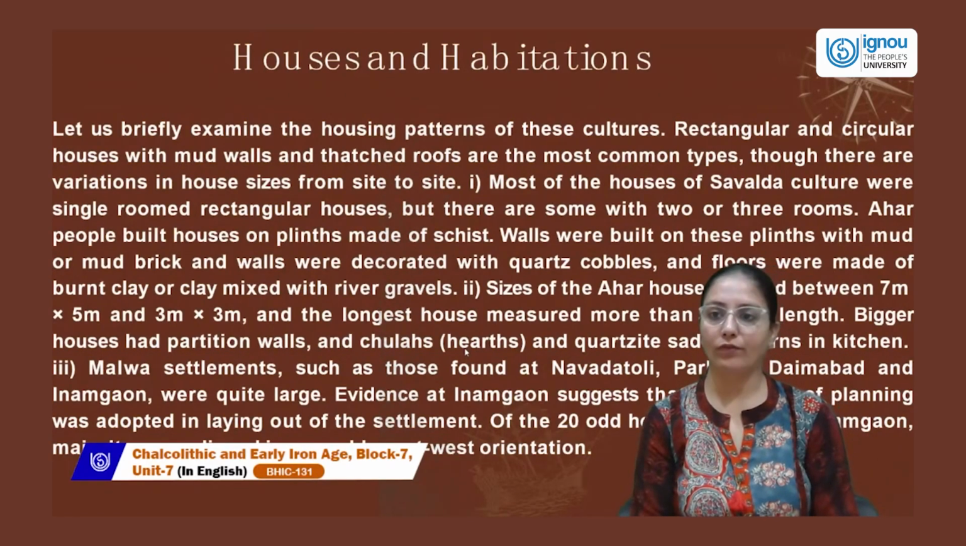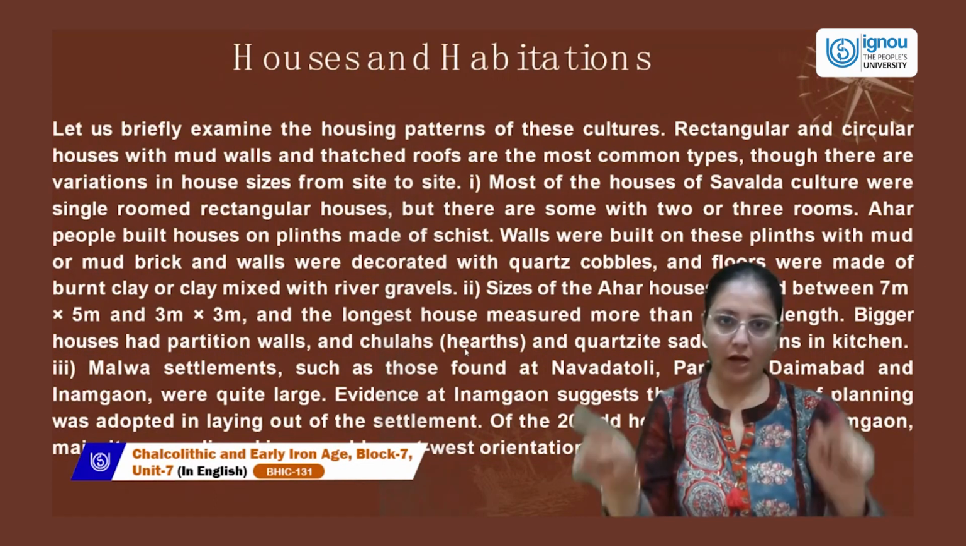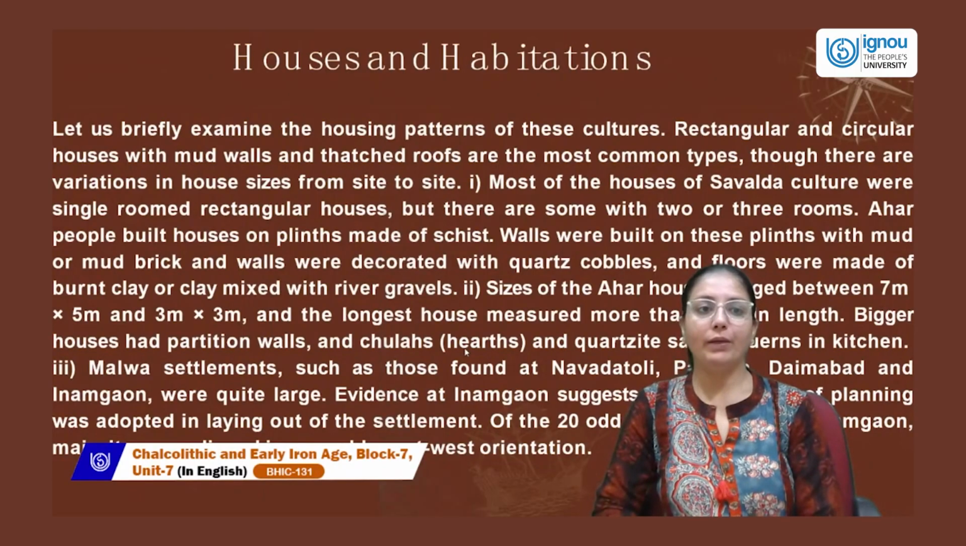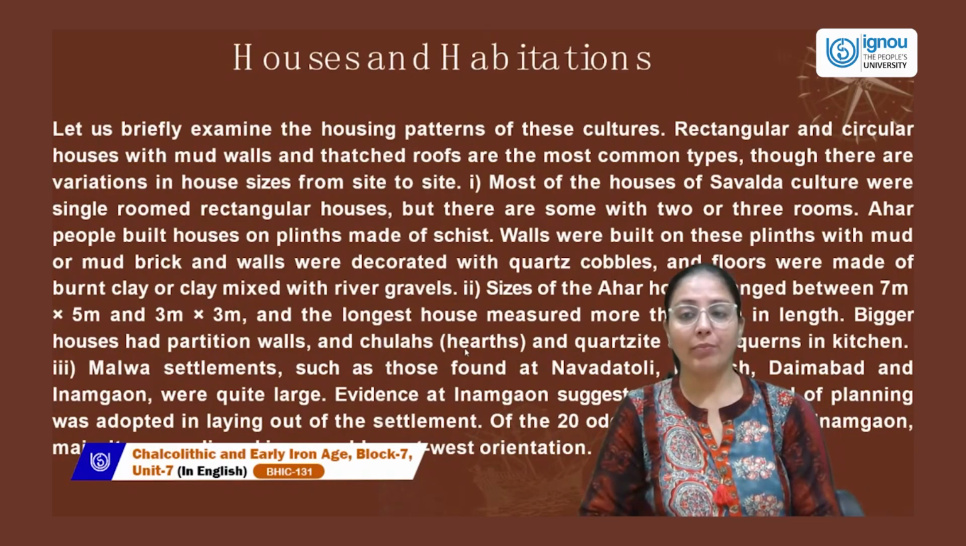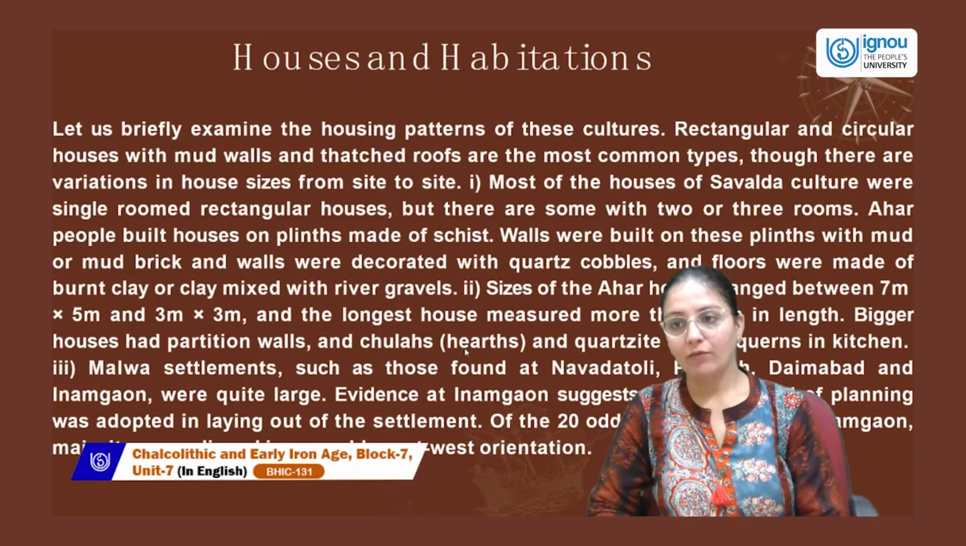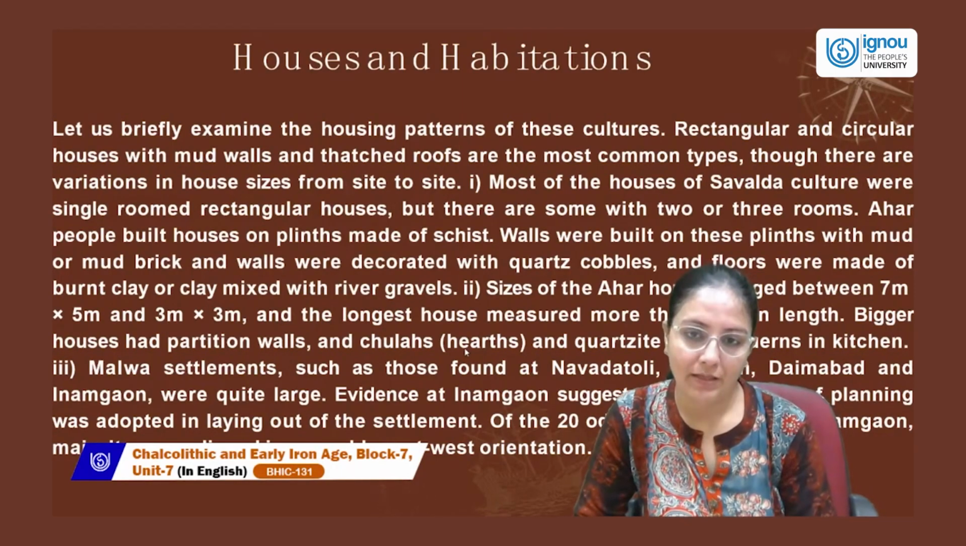Most of the houses of Savalda culture were single room rectangular houses, but there are some with two or three rooms. At Ahar, people built houses on a plinth made of schist. Walls were made on these plinths with mud or mud brick, and walls were decorated with quartz cobbles. Floors were made of burnt clay mixed with river granules.